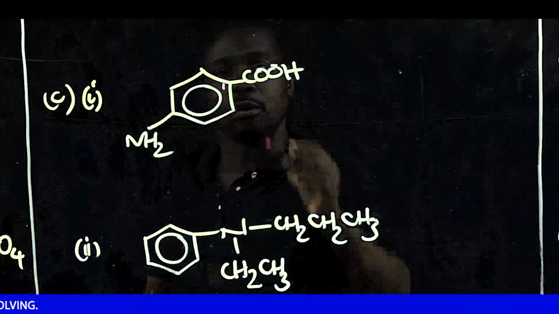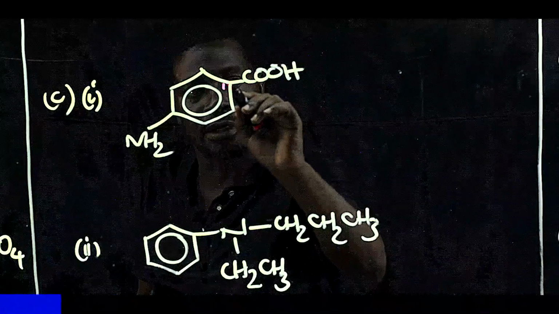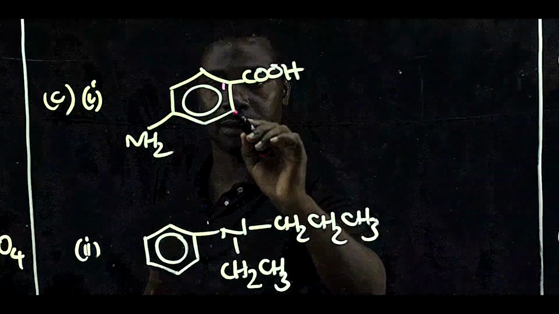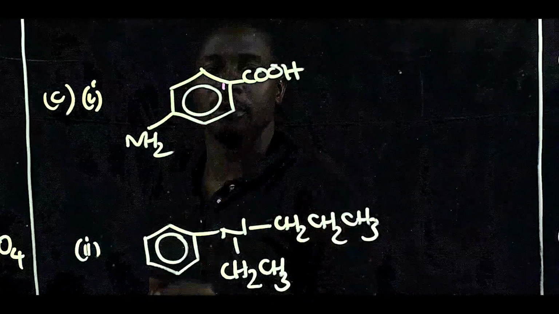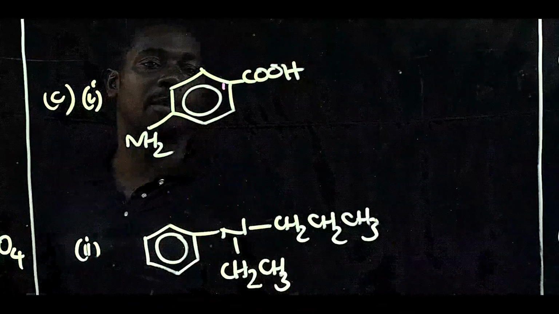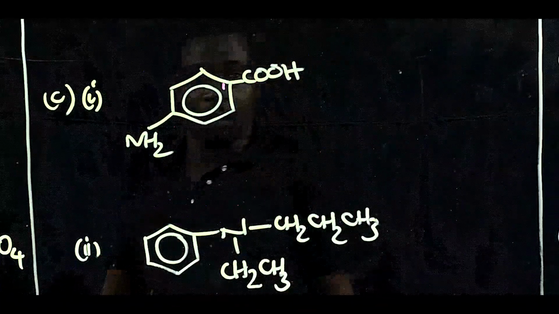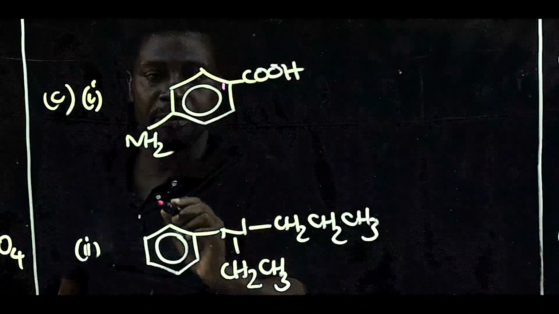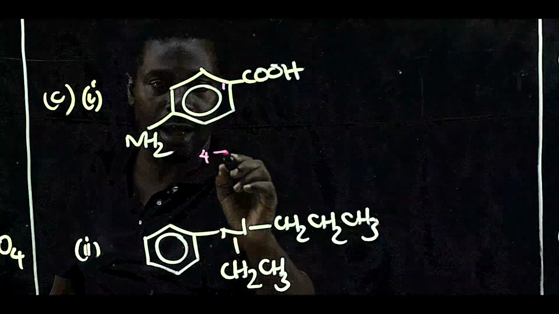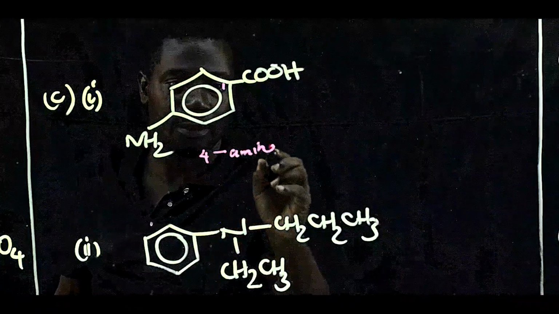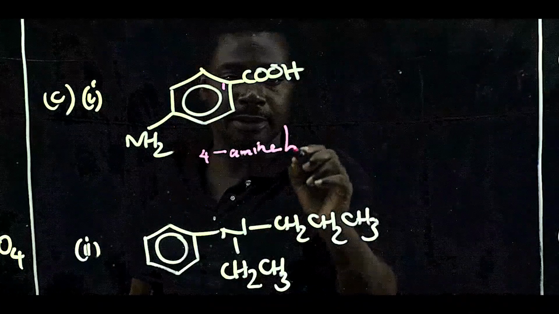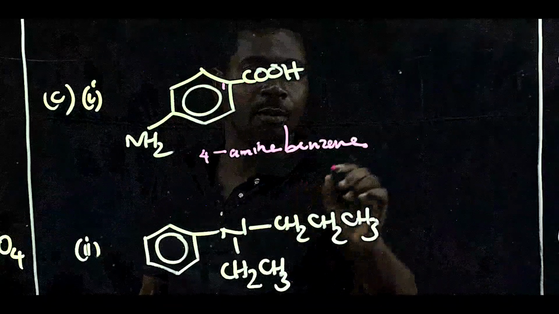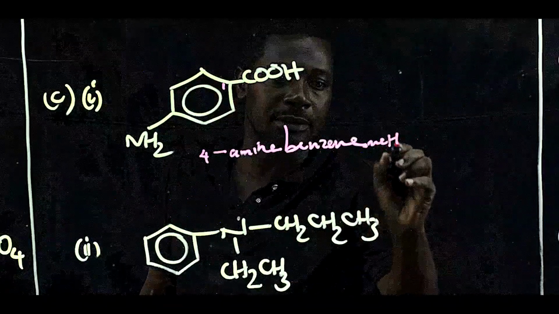So we are supposed to start at this point, carbon number 1, 2, 3, 4. So the amine is at carbon number 4 from this group which has high preference. So the IUPAC name of this compound will be 4-amino benzene, and this has only one carbon, methanoic acid.